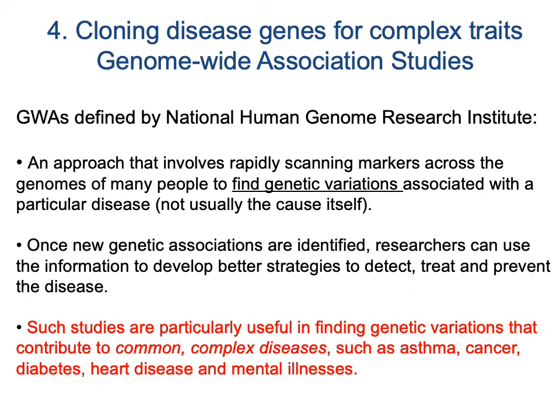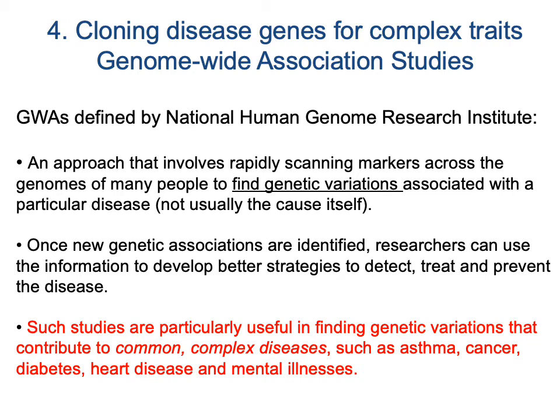Okay, the last thing I want to talk about briefly today is, kind of switching gears, different approaches to clone disease genes for complex traits. So the first thing I want to talk about are these genome-wide association studies. If you are working on a complex disease, you are very likely to come across some GWAS, right? Genome-wide association studies. These are approaches used because there are multiple genes involved, so we can't take the usual approach.